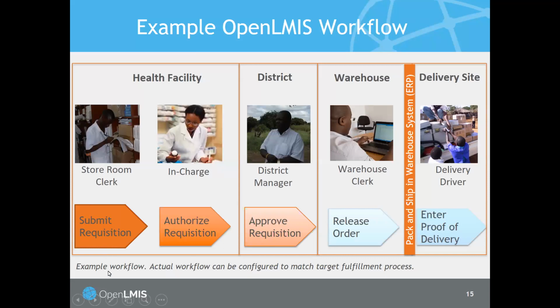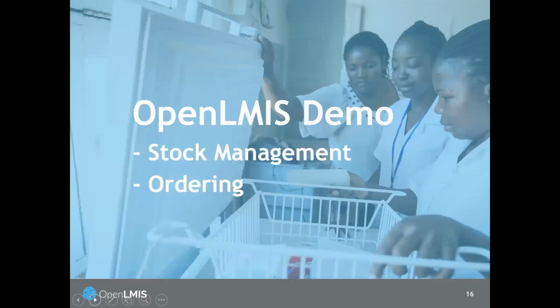That would then move on to the warehouse, where a warehouse clerk would release an order. Once that order was delivered to the facility, then a facility person would be entering a proof of delivery to confirm that what they received is what they expected. And so if we go to the next slide, I think a video will start, and we'll see a demo of some of the stock management and ordering features within OpenLMIS.